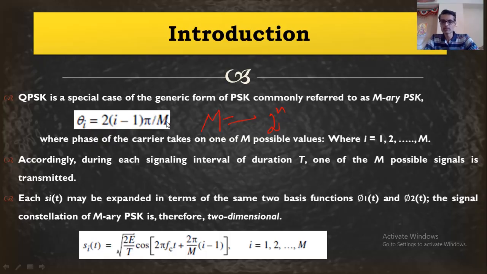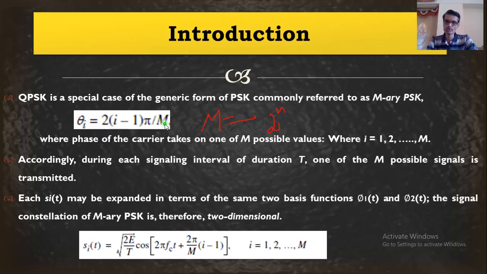Now say M is equal to 4, that is QPSK. I go back to the example of QPSK. If M is equal to 4, then i goes from 1 to 4. If I substitute i equal to 1, this will be 0, since 1 minus 1 is 0. If i is equal to 2, it is 2 minus 1 is 1, that is 2 pi by 4, that is pi by 4, right? No, pi by 2, I'm sorry, so pi by 2, that is 90 degrees. So the first one was 0, the second one was 90, the third one should be 180, and the fourth one should be 270 degrees. So 4 possible phases.